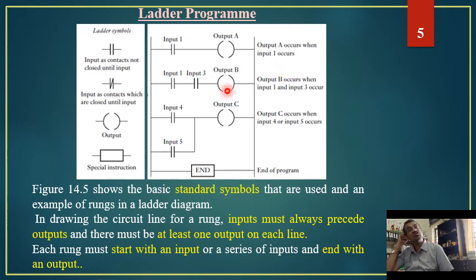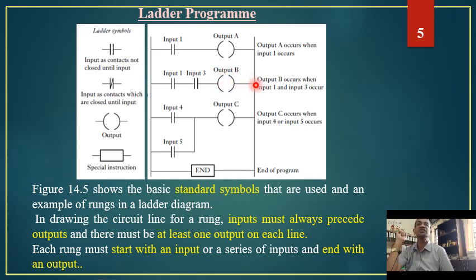Right? Now let us see what we have in the second rung. In the second rung, as we can see, we have a series circuit to which 2 inputs are connected, input 1 and input 3, and there is one output called output B. Note that input 1 is normally open, input 3 also normally open. So two normally open switches are connected in series with an output called output B.